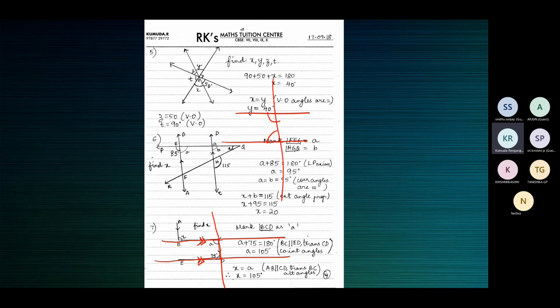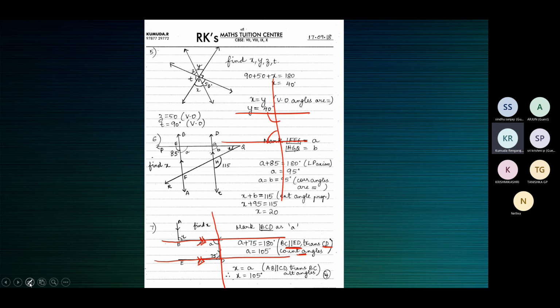And the property when the lines are parallel is that the co-interior angles are supplementary. So A plus 75 is equal to 180. Co-interior angles are supplementary. Here, parallel lines BC and ED, transversal CD. So A plus 75 is equal to 180. On working this, A is equal to 180 minus 75. A is equal to 105.